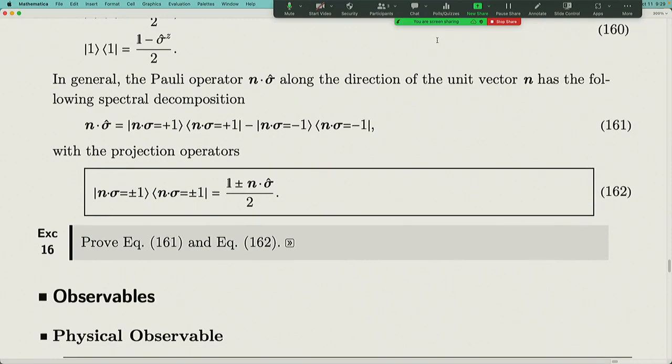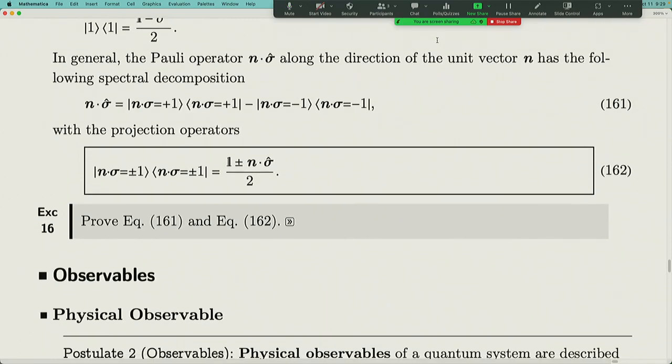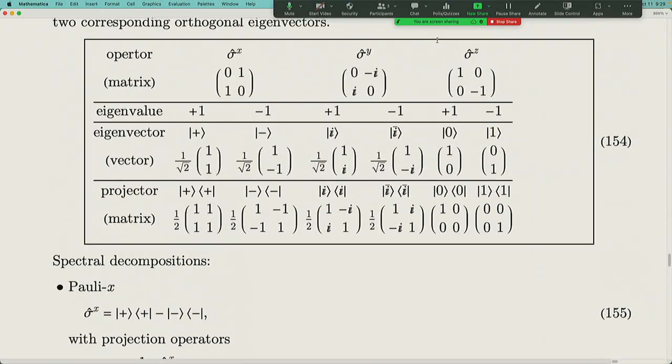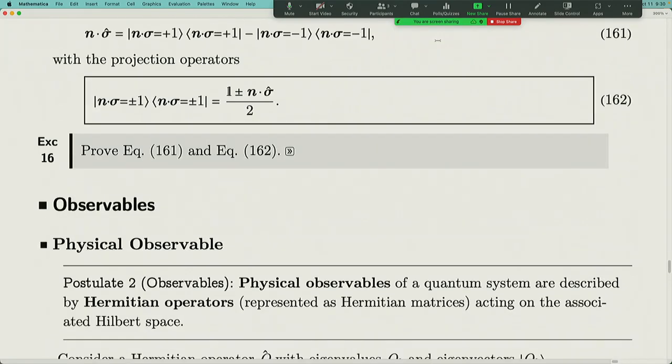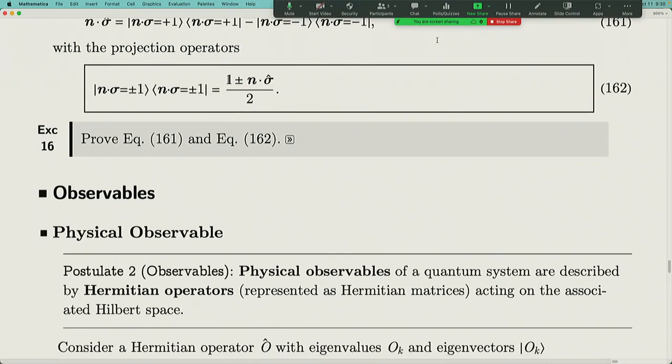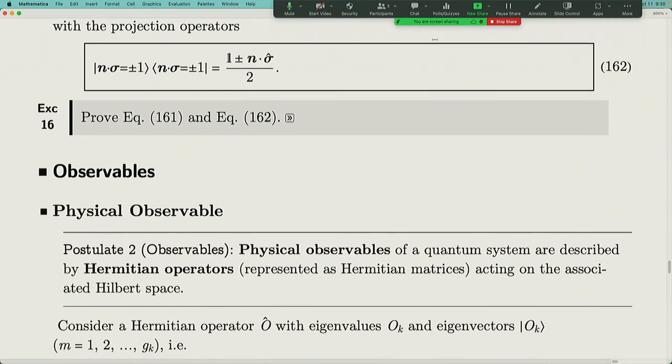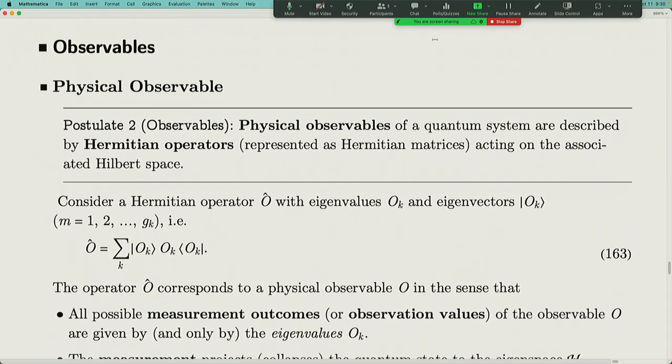Okay, that's all I want to advertise. So that's all I want to say about Pauli operators. And this table is important. Hopefully, you can all figure out what is there. And this formula is also important, that hopefully you can understand how to construct the projection operator, at least for Pauli operators. Okay, so with that, let's finally start our discussion of observables.